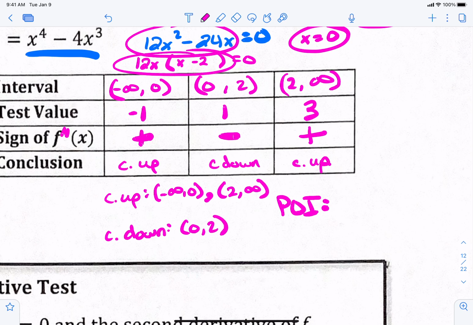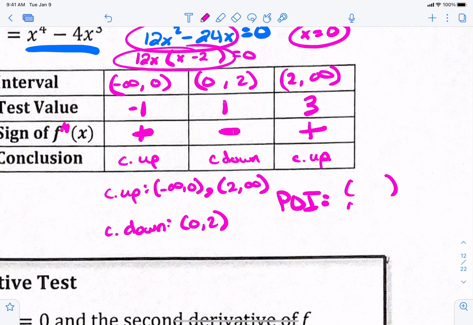Now, are those POIs, those two places? Or are they vertical asymptotes? Are those two things POIs? Yeah. Those two places, okay? So we have two of them, and they are at 0 comma something and 2 comma something, right? Do you guys see where those numbers come from?